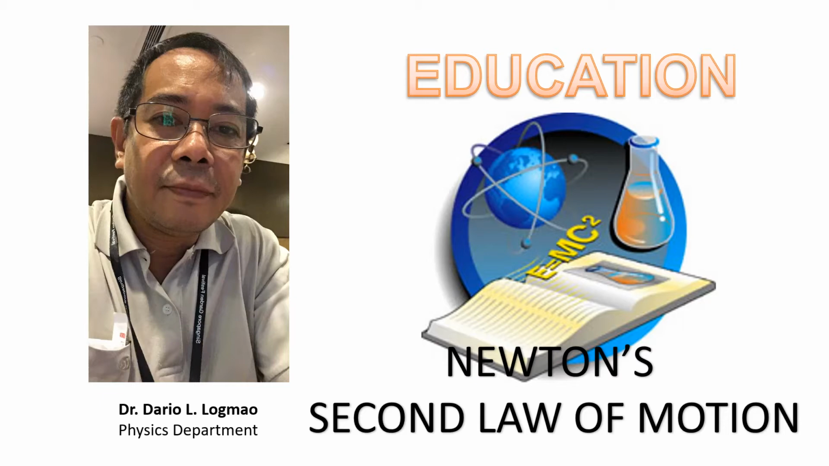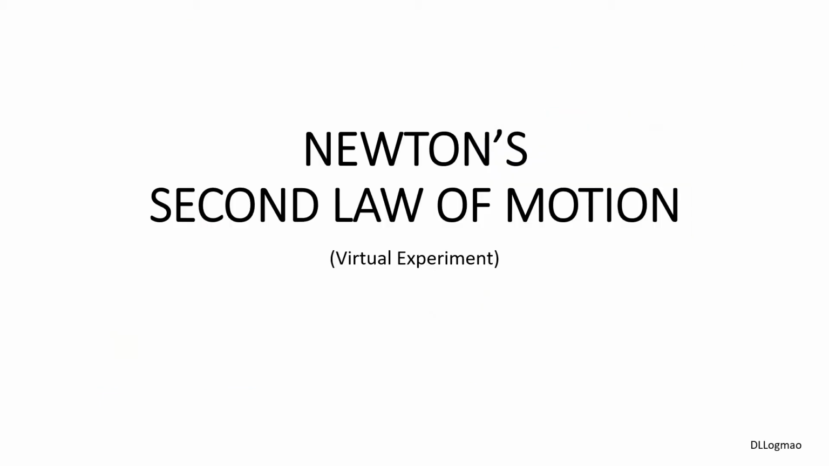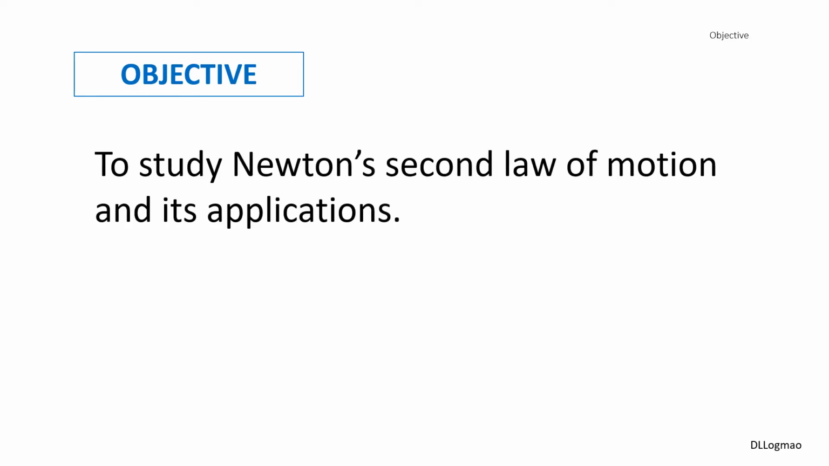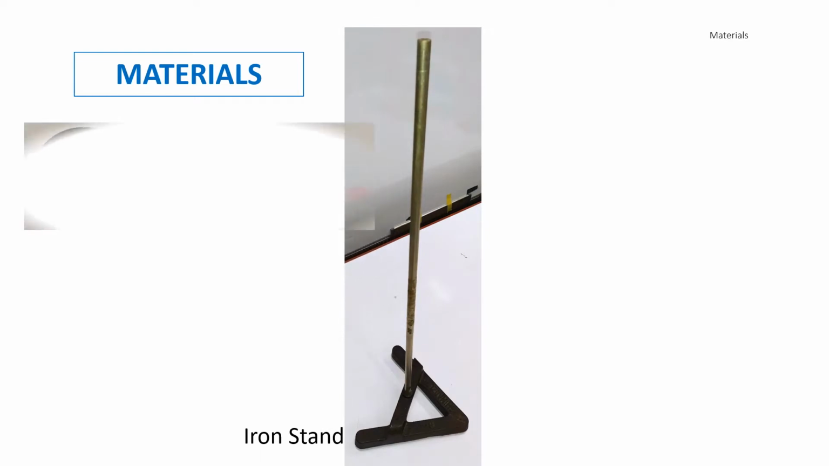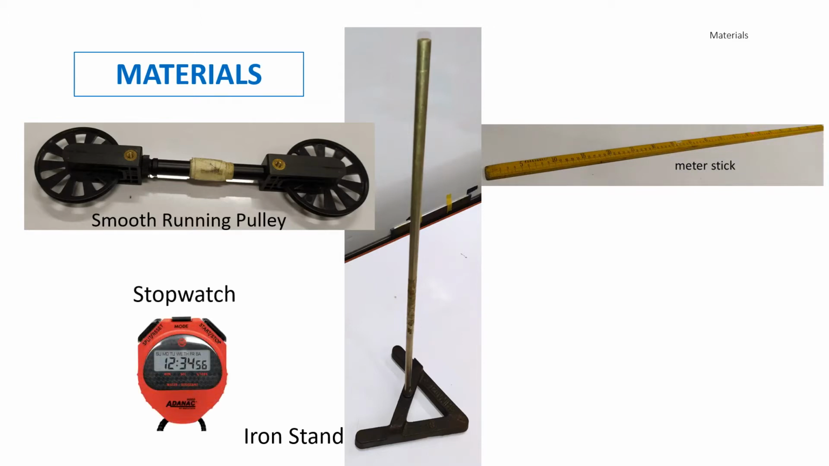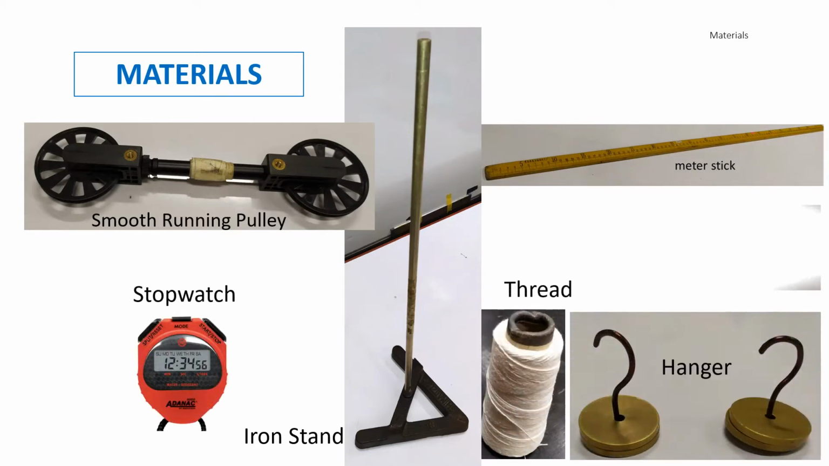Today in this session, a virtual experiment about Newton's second law of motion will be performed. The author hopes that you will attain the objective of this experiment. The objective of this virtual experiment is to study Newton's second law of motion and its applications. To attain this objective, the following materials will be used: the iron stand, smooth running pulley, meter stick, stopwatch, thread, hanger, and weights.